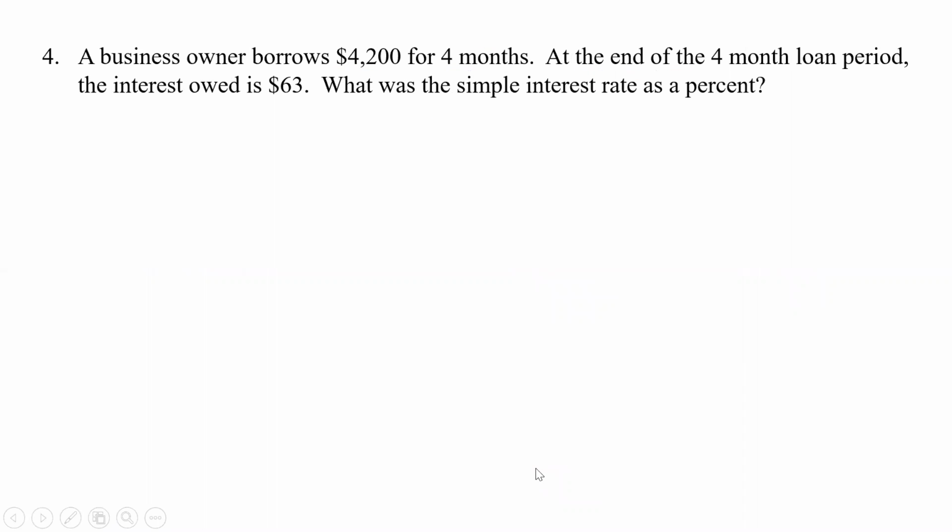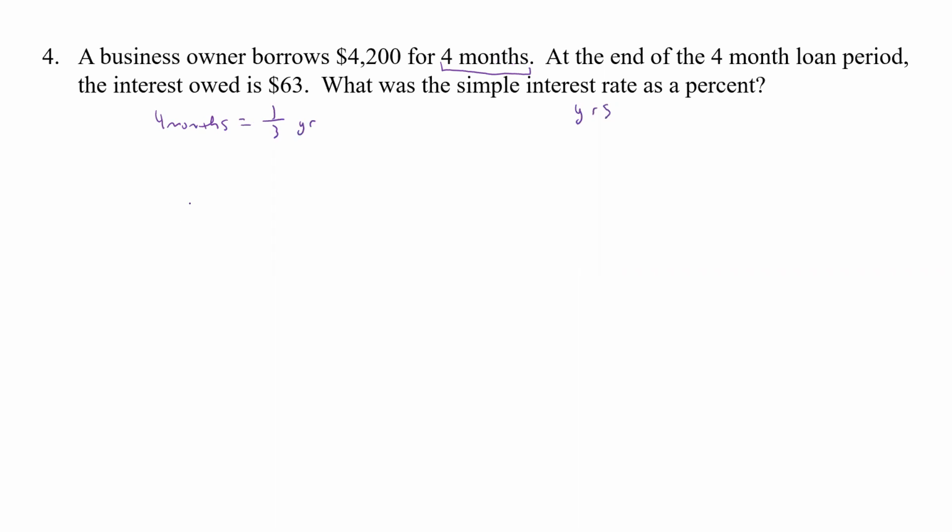All right, so here it says a business owner borrows $4,200 for 4 months. At the end of the 4-month loan period, the interest owed is $63. What was the simple interest rate as a percent? Well, interest rates usually are in years, and we notice that we have months again, and we already know that 4 months is 1/3 of a year.